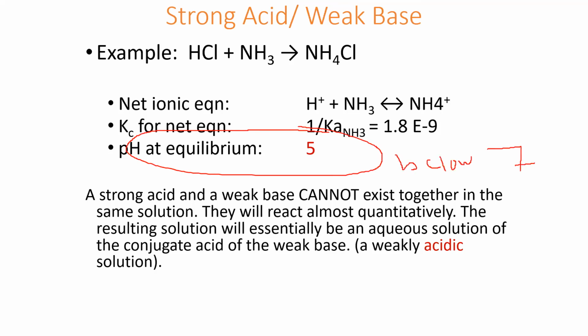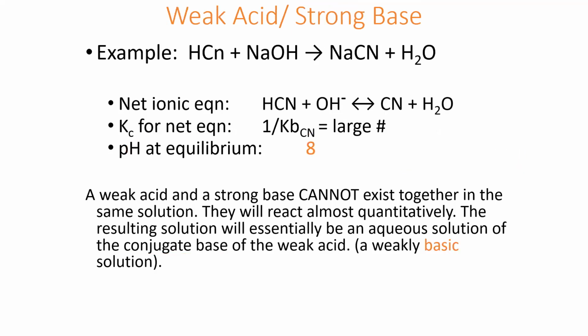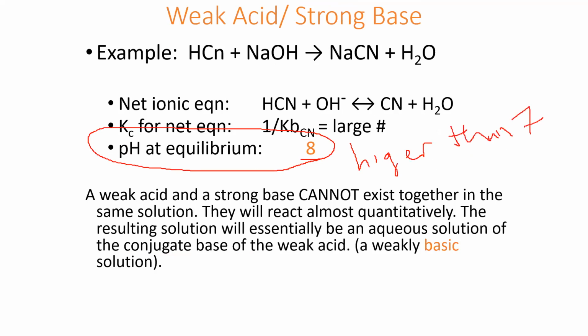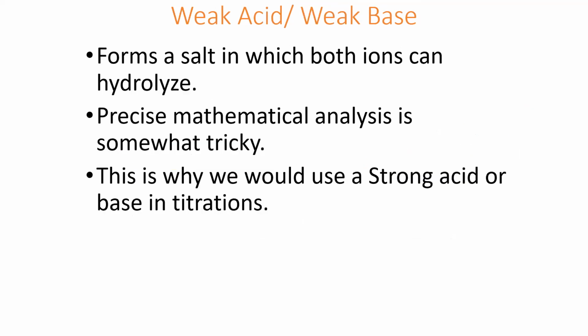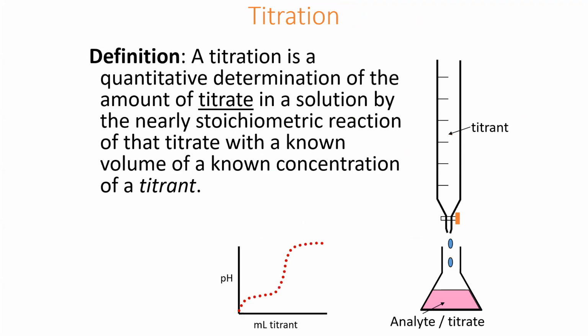Because once you've completely neutralized your weak base, what's left over is a weak acid, the conjugate acid of the weak base. It's going to be weakly acidic. And so here you're going to be higher than 7 if you're doing a weak acid being titrated with a strong base, because it's just the conjugate base that's left over. You guys have all seen this, and you get the basic idea.